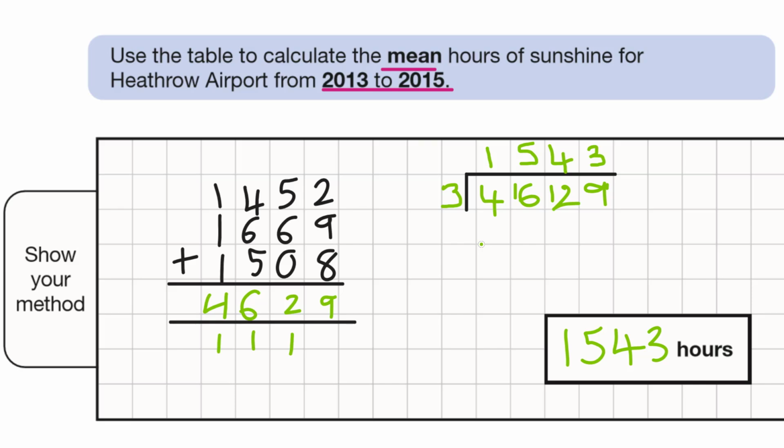So for this question, knowing how to do the mean is important, but also making sure you pick the right amount of years and you don't do all the data. That can be really easy to do as a mistake.